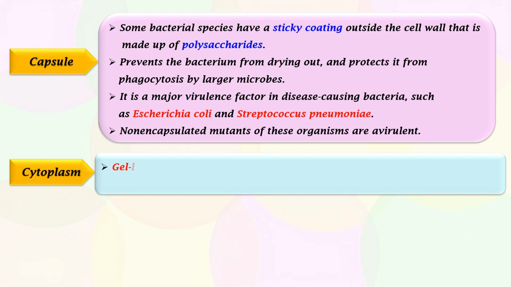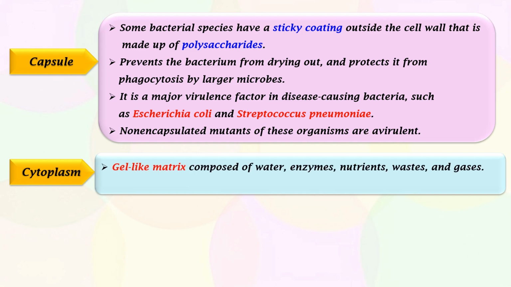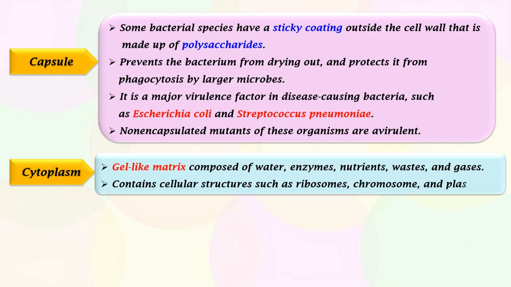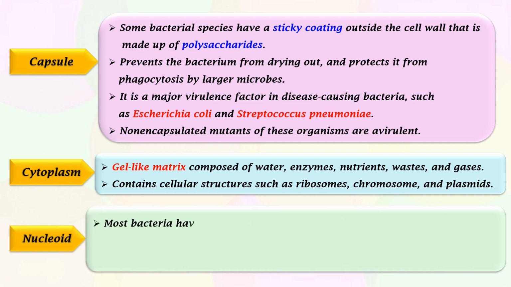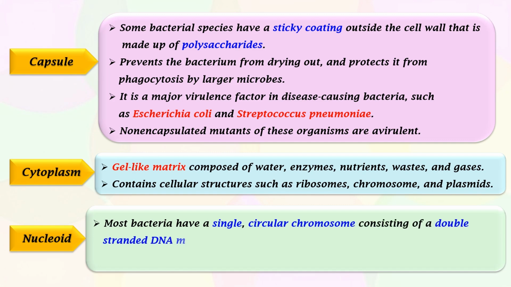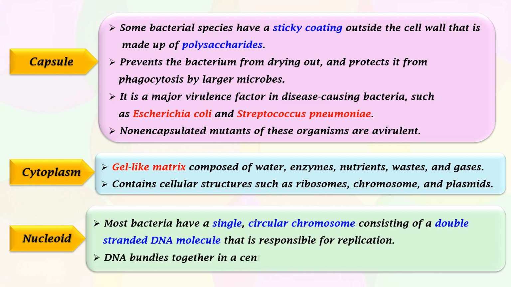Cytoplasm. It is a gel-like matrix composed of water, enzymes, nutrients, wastes, and gases. Cytoplasm contains organelles such as ribosomes, chromosome, and plasmids. Nucleoid. Bacteria have a single, circular chromosome consisting of a double-stranded DNA molecule that is responsible for replication. DNA bundles together in a central region of the cytoplasm called the nucleoid.